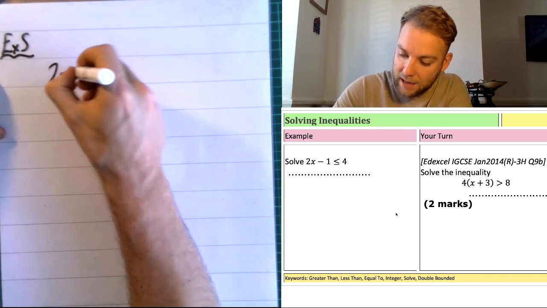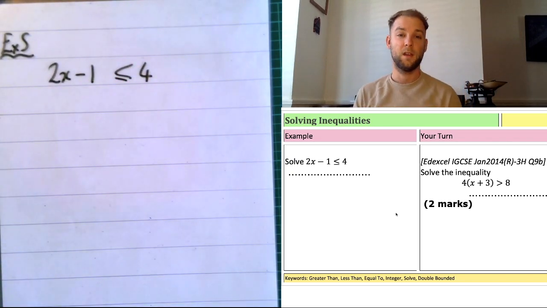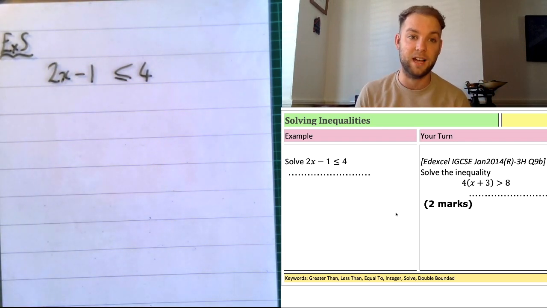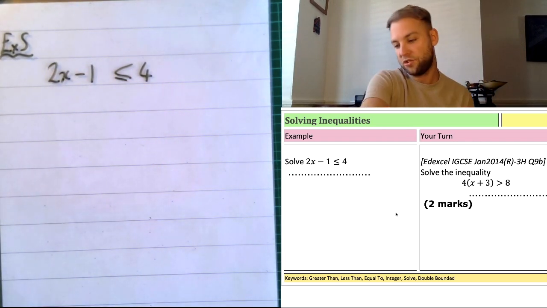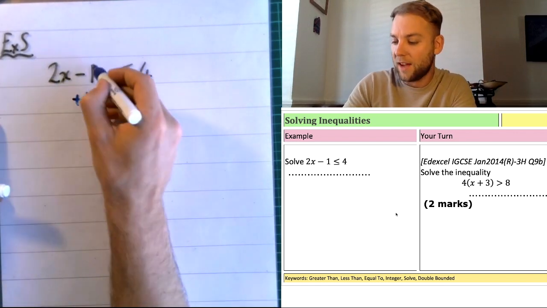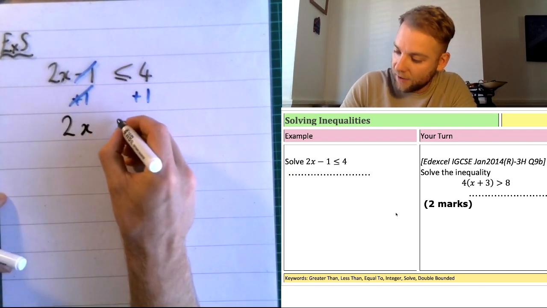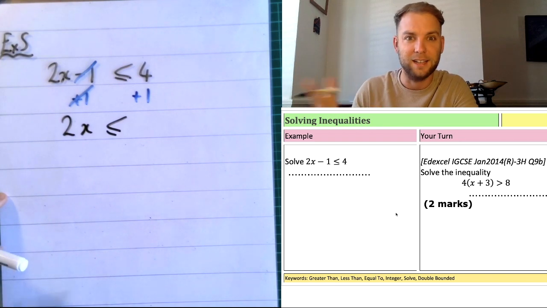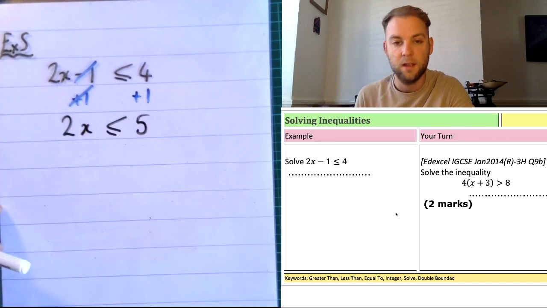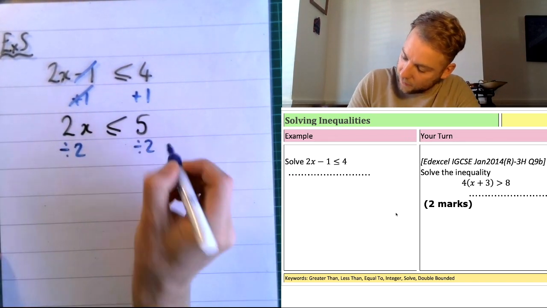So 2x subtract 1 is less than or equal to 4. So there's going to be 2 steps here. We need to get rid of this -1 first, and then we need to get rid of that times by 2. So let's just do it. So plus 1, plus 1. If I add 1 to the left-hand side, I'm just left with 2x. If I add 1 to the right-hand side, I'm going to have 5. Then I need to divide by 2, divide by 2.